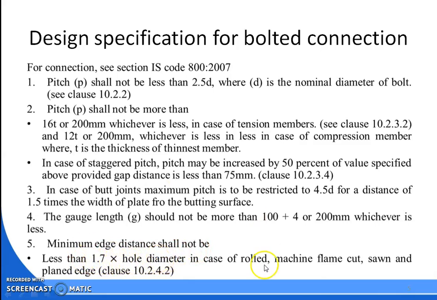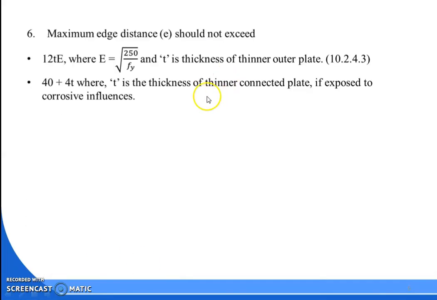Then the fifth design specification is the minimum edge distance, which shall not be less than 1.7 times the diameter of the hole for machine flame cut, sawn and planed edges. You can see this specification in the code in clause number 10.2.4.2.